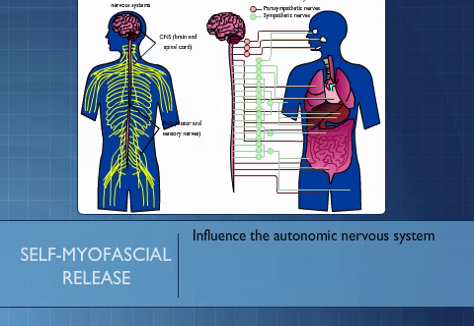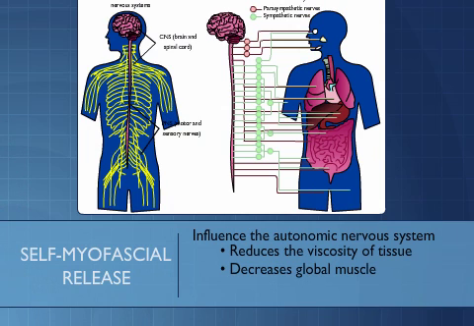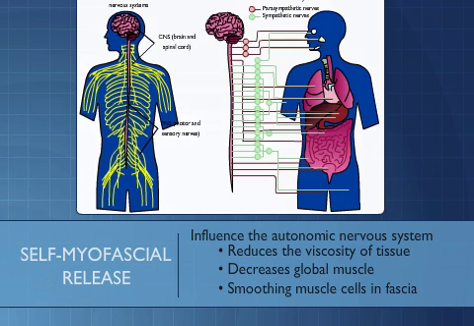The second reason is to influence the autonomic nervous system, which is the component of the nervous system responsible for controlling the heart, blood vessels, and other visceral organs, as well as causing the release of certain hormones involved in energy metabolism and cardiovascular functions. By influencing the autonomic nervous system, self-myofascial release reduces the viscosity of tissue, decreasing global muscle tonus, and smooths muscle cells in fascia that may be related to the regulation of fascial pretension.